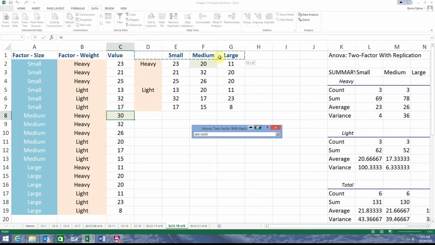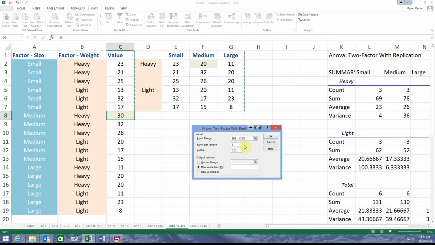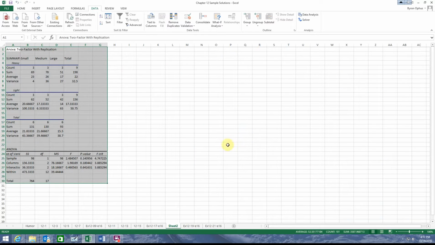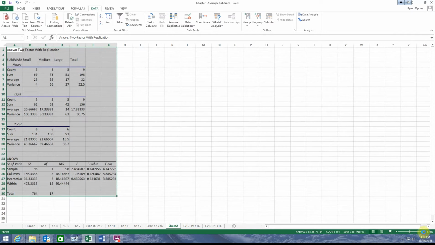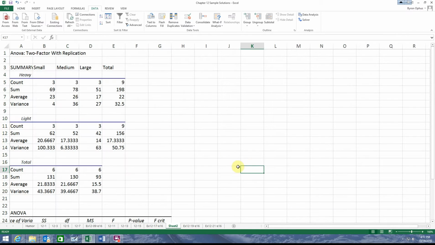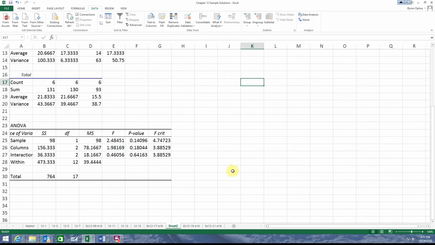My input data, and I actually had this all kind of lined out, but there it is. Rows per sample. Okay, I got heavy is one sample and light is another sample. So I've got 3 rows per sample. And they have to be equal, I think, if I'm not mistaken. I'm going to put this one on a new worksheet, because I've already got this one over here, and we'll just take a look and make sure that it turns out the same, and it did. Okay, and we'd interpret this a lot the same.